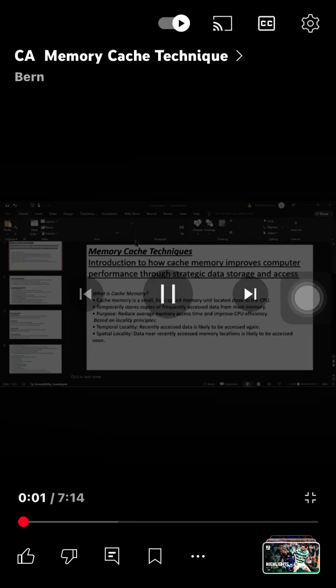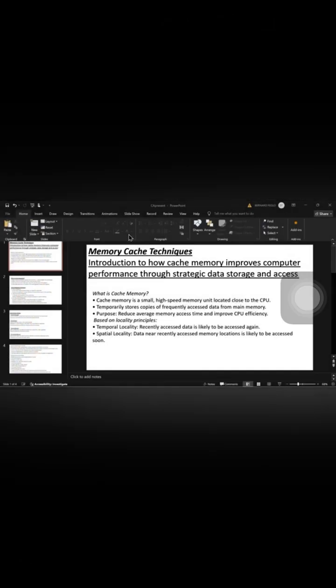So in this video I'm going to talk about memory cache techniques and cache memory. So what is cache memory? Cache memory is a small high-speed memory unit located close to the CPU. It temporarily stores copies of frequently accessed data from main memory.